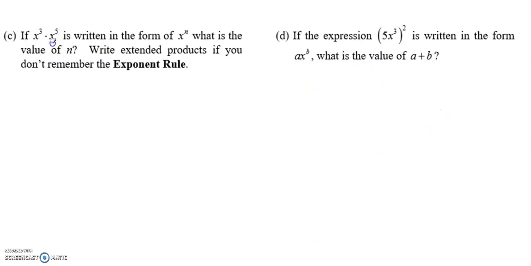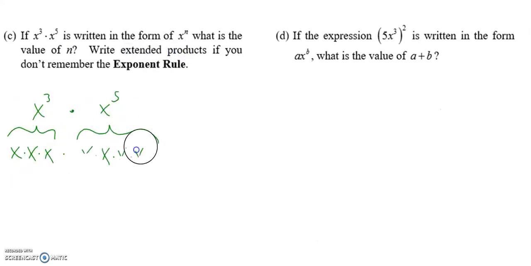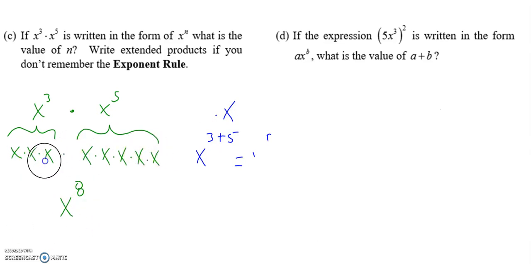So this one said write this in the form x to the n, and you're trying to figure out what the value of n is. And it says you could extend it if you needed to. So what I did is, just so you understand, hopefully you remember this rule, we did talk about it. But x to the third means 3 x's. X to the fifth means there's 5, so that would be a total of x to the 8th. So that's the extended, long way of doing it. But maybe you notice you could just add these amounts and get x to the 8th. So there is an exponent rule that says if you have something like here, you can just add the exponents and get x to the 8th.